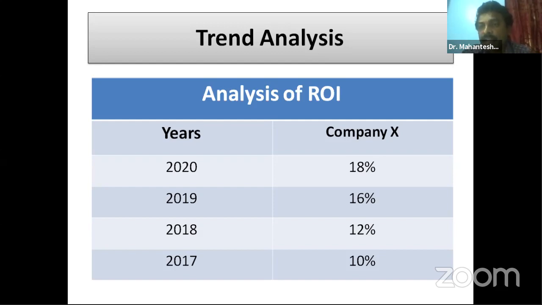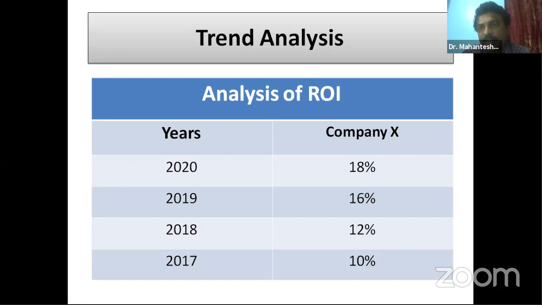For further analysis, as I showed earlier in the Word document, from 17-18 to 18-19 the ROI has increased at an increasing rate. For that we have to calculate the percentage change in the change in ROI. We need to see how much it changed from 10 to 12%, and from 12 to 16%. From 10 to 12%, the change in ROI is 20%. From 12 to 16%, the change in ROI is 25%. New ROI minus old ROI divided by old ROI into 100 gives us the percentage change in ROI. That is the next level of analysis as far as trend analysis is concerned.